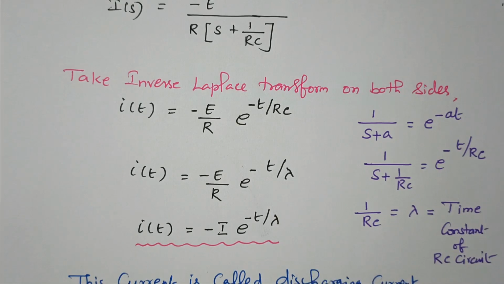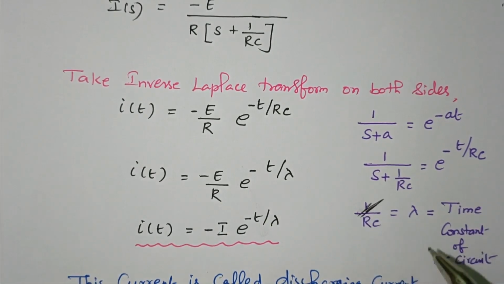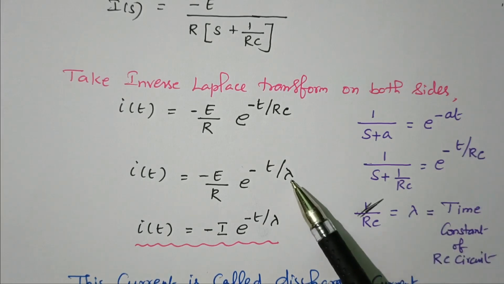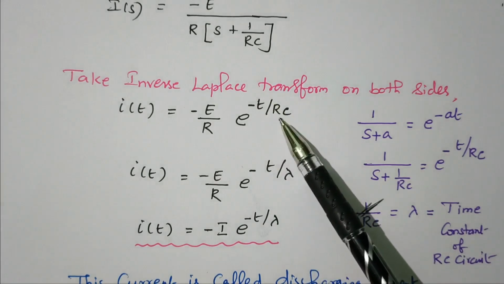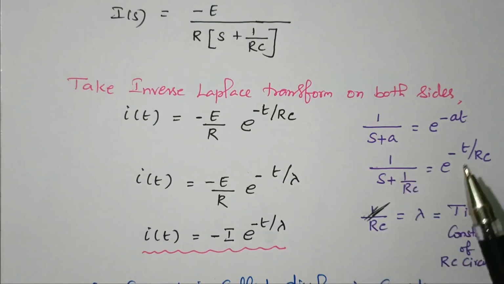So RC equals lambda, not 1 by RC equals lambda. So that minus t divided by RC is available here, so that minus t by lambda. This RC is lambda, right?